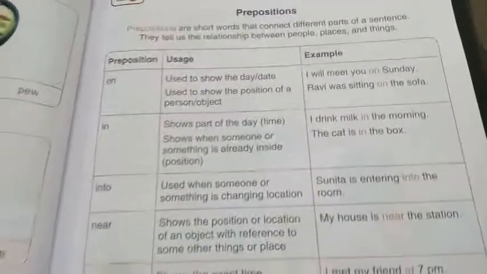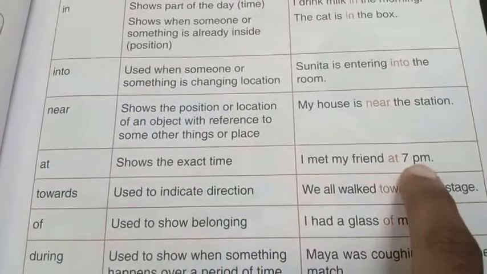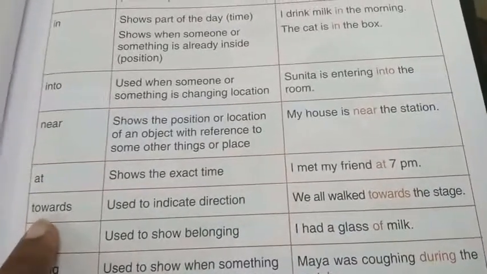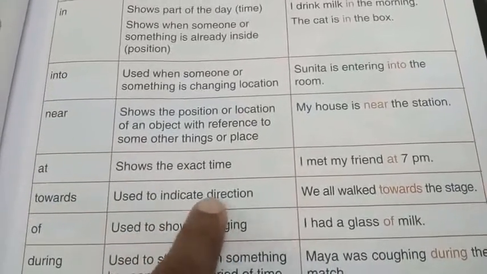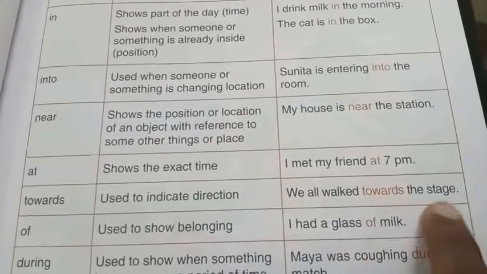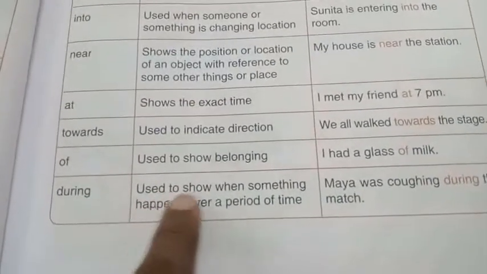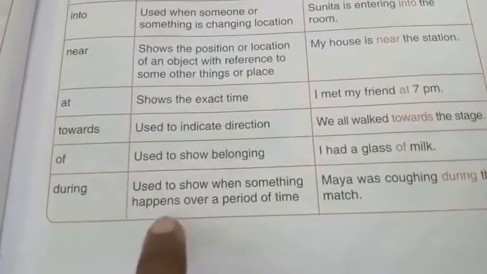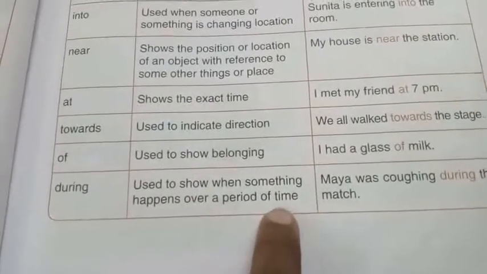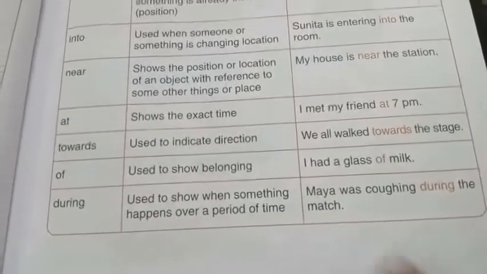Next. At. Shows the exact time. I met my friend at 7 p.m. Towards. Used to indicate directions. We all walked towards the stage. Next. During. Used to show when something happens over a period of time. Example, Maya was coughing during the match.